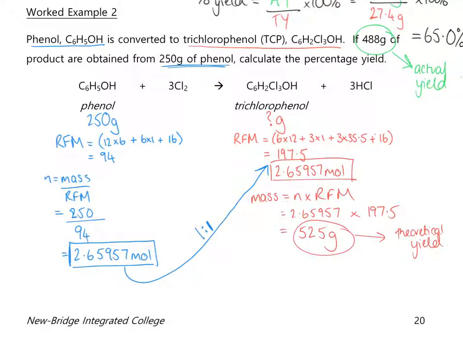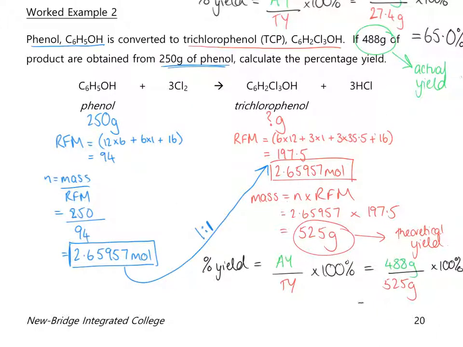Last step then is to work out our percentage yield. Percentage yield, again I'm going to abbreviate it, is actual yield over theoretical yield times by 100%. Our actual yield, which is given to us in the question we circled earlier, is 488 grams. Our theoretical yield is 525 grams that we worked out from our calculation, times by 100%. That should give us 93.0%, again to 1 decimal place.